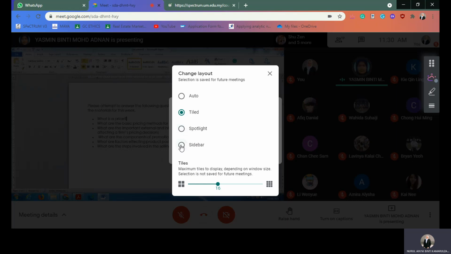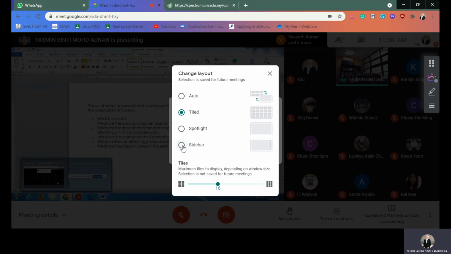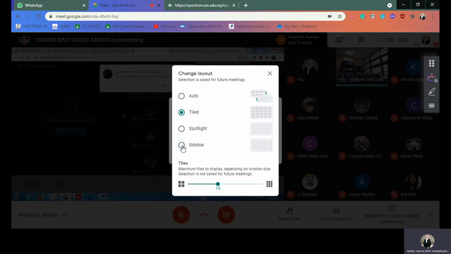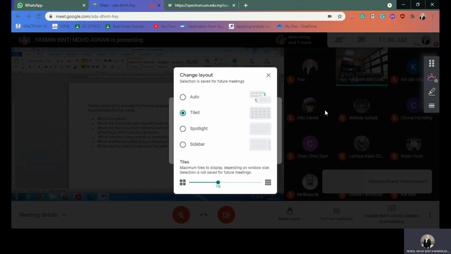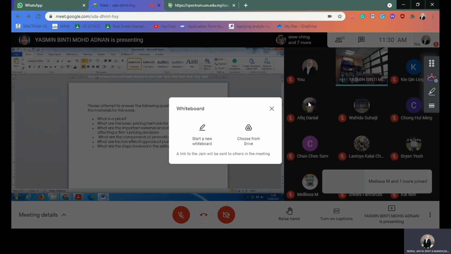Maybe you can also use what has been gone through in the past few lectures. You can slot them into the elements of factors that may affect the way the product is being positioned. Just some questions that I think could be related.